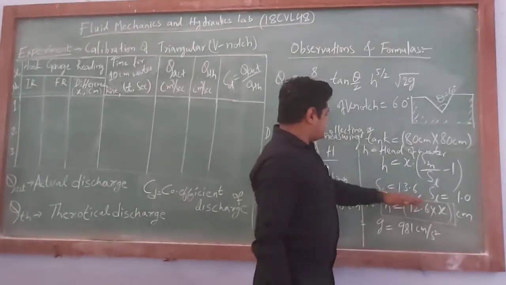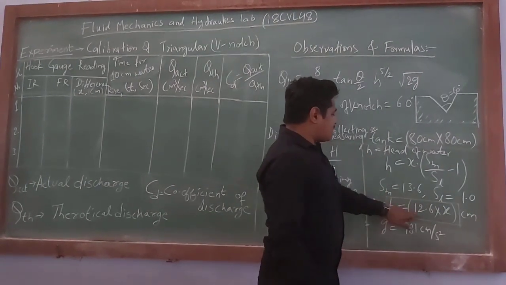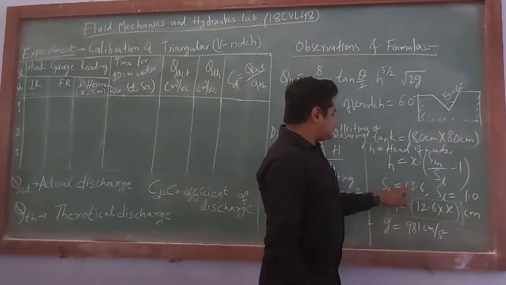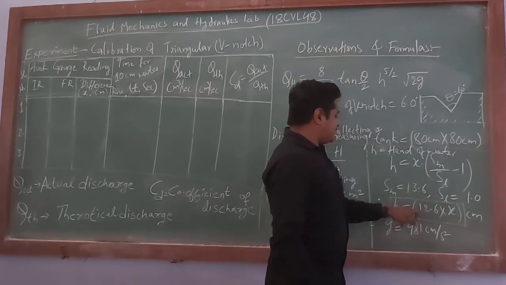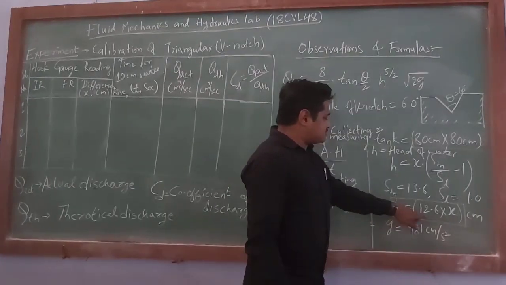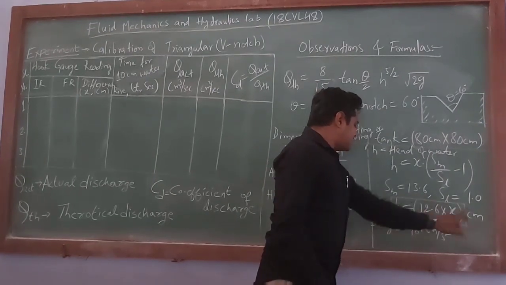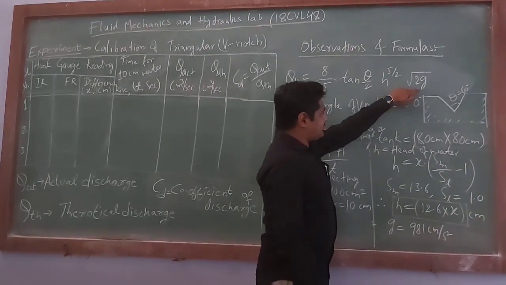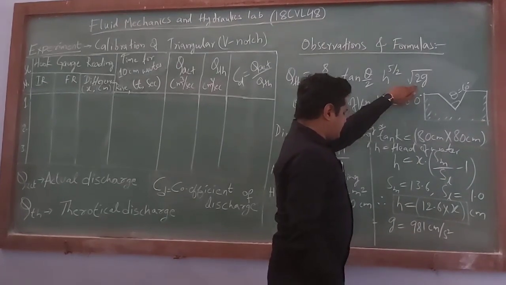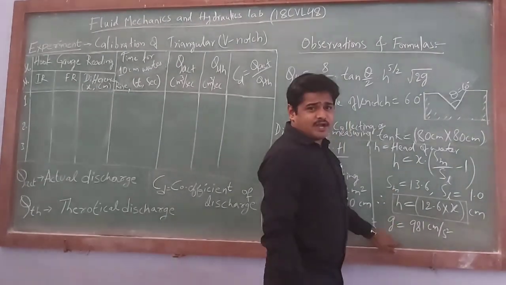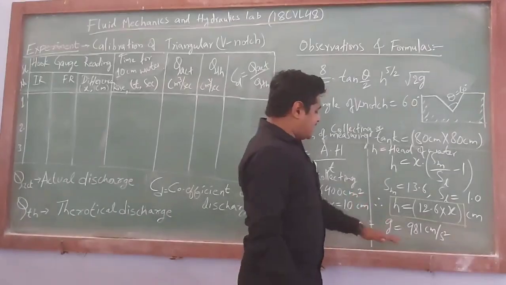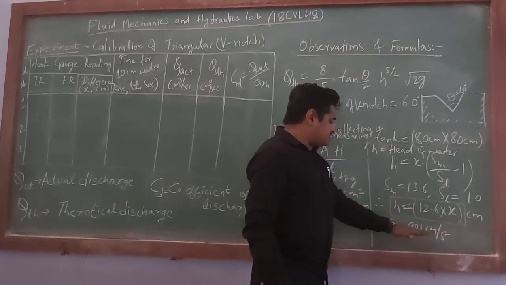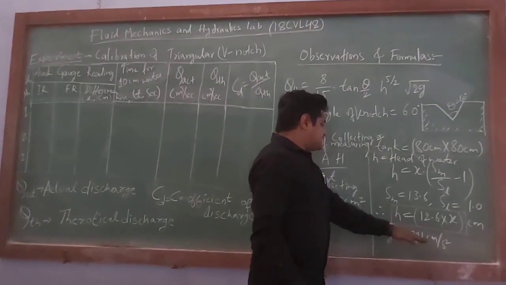These won't change. So H is equal to 12.6 into X. That is, we will be substituting 13.6 here; 13.6 by 1 minus 1 will give you 12.6. So H is equal to 12.6 into X centimeter. And g is nothing but the gravity. The standard is 9.81 meter per second square, but here we are all in centimeters, so we will be taking g equal to 981 centimeters per second square.